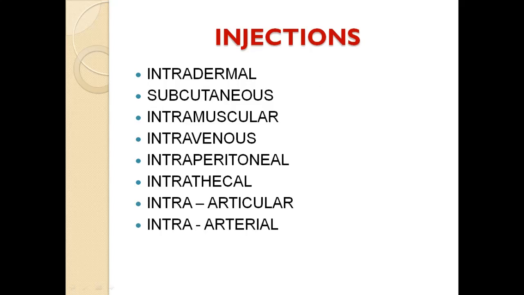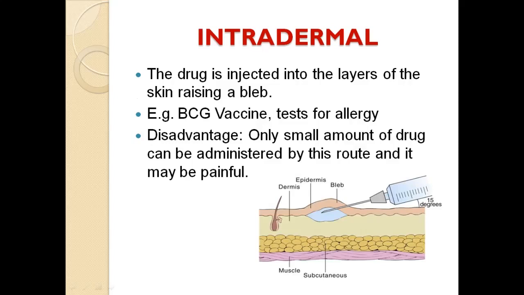What are the various forms of injections? Intradermal, subcutaneous, intramuscular, intravenous, intraperitoneal, intrathecal, intraarticular, and intraarterial. Let's see one by one.